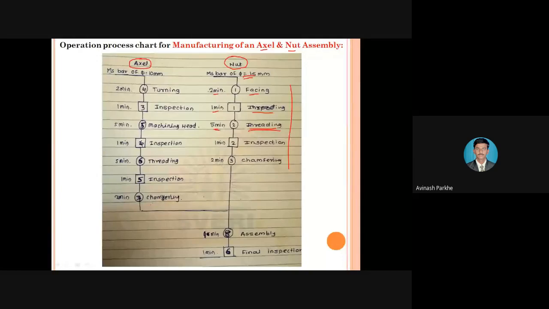Again after threading, we have to go for the inspection. So that means the second time we have to go for the inspection. Therefore, we have taken the rectangle. At the center, I have written 2 because we already performed the first inspection after the facing operation. After the threading operation, again we have to go for the inspection. Therefore, I have drawn the rectangle symbol. At the center, I have written the number 2, means the second inspection is there. At the right side, the word inspection is written. At the left side, how much time is required for the second inspection? 1 minute is required. Then the next operation, again, is represented by the circle.